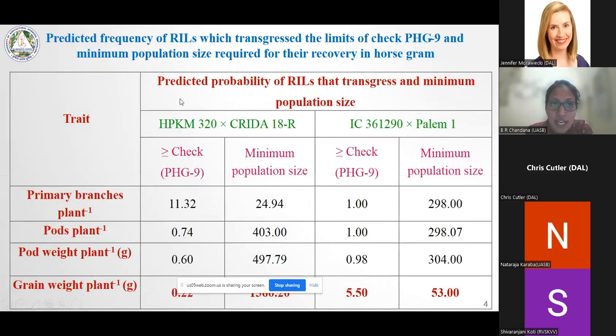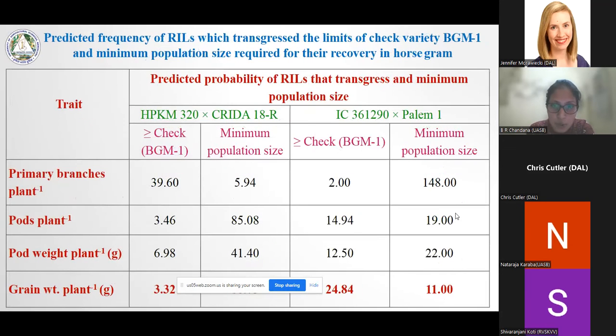And the same trend was observed where the same cross, IC361290 by Palem1, showed higher predicted frequency of RILs that transgress both the check varieties, that is PHG9 and BGM1 that we used for our study, for the traits like pods per plant, pod weight per plant, and grain weight per plant. And therefore the minimum population size required to recover those transgressive RILs is lesser. Here you can see the predicted probability of RILs that transgress the check variety BGM1 also followed the same trend, where this IC361290 by Palem1 cross showed better performing RILs.